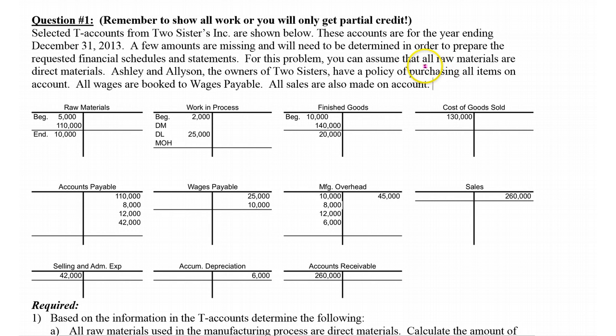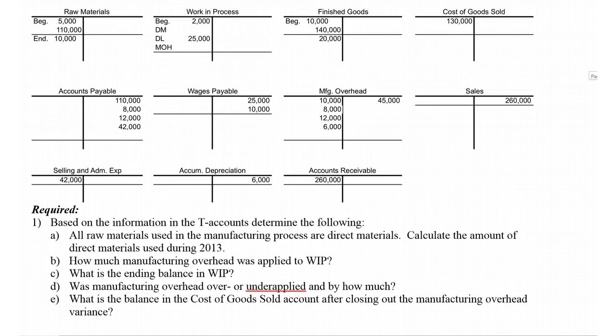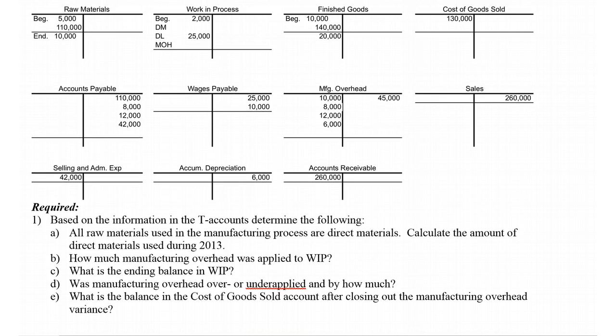It says that all raw materials are direct materials, so we don't have to worry about splitting between direct materials to WIP and indirect materials to manufacturing overhead. It says all items are purchased on account, so we're going to use accounts payable. All wages are booked to wages payable. All sales are made on account, so we'll use accounts receivable for that. So let's scroll down and get to our information.